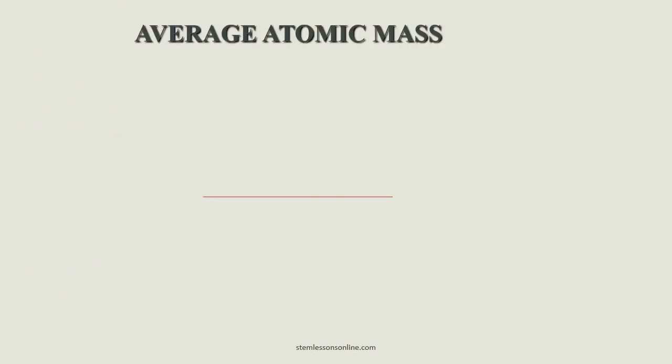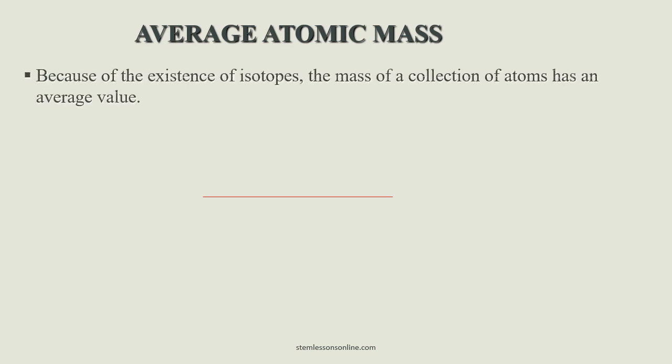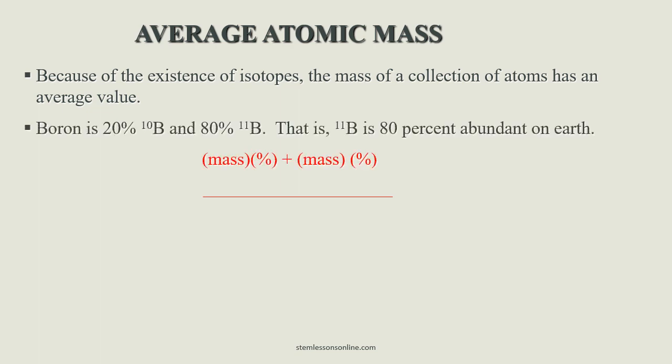And now let's see how to calculate the average atomic mass. For example, boron-10 and boron-11. Boron is 20% of boron-10 and 80% of boron-11. That is, boron-11 is 80% abundant on Earth. For boron, how will you write the atomic mass? So how can we find the average atomic mass?